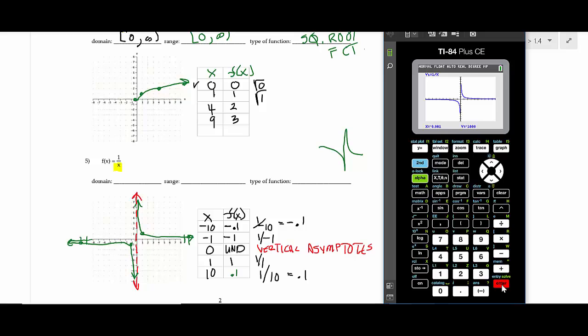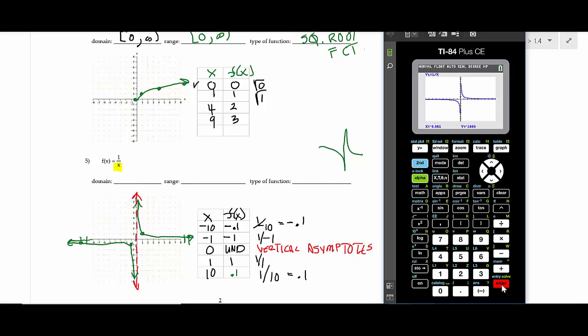So what happens is when you take 1 divided by a very small number, it gets bigger, right? If you take 1 divided by something very, very small, it's just going to get bigger and bigger. So the closer you get there, the further down that goes. Does that make sense to you?